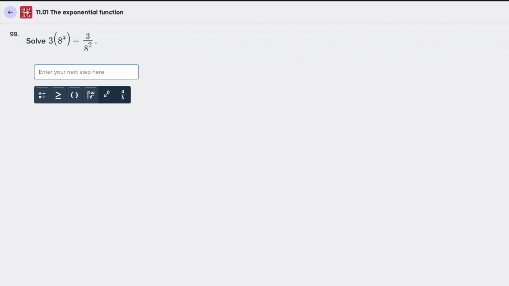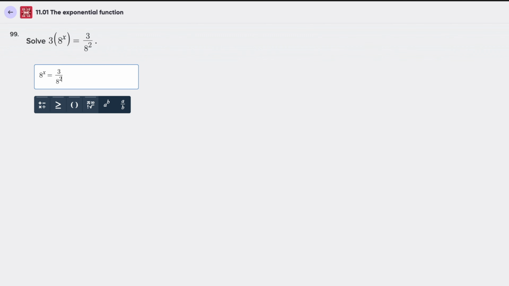So I guess you could solve this a number of ways. You could just distribute the 3. But I'm going to do it slightly differently. I'm just going to divide the right side by 3. So I'm going to do equals (3 over 8) squared times 1 over 3, so times 3.